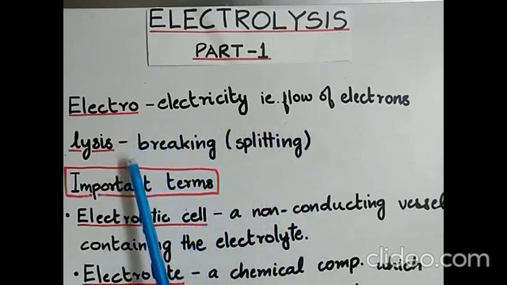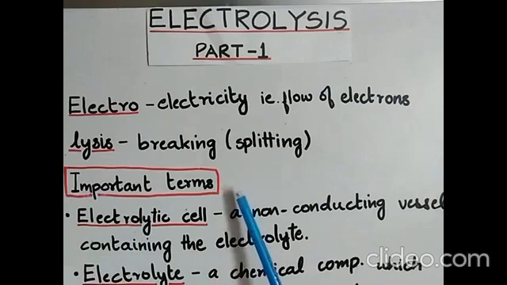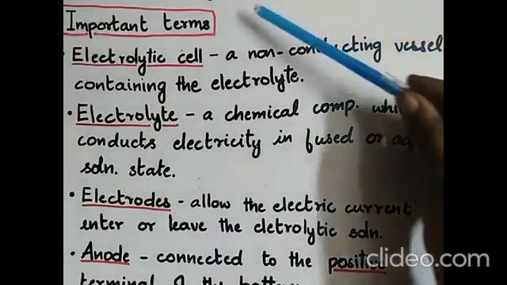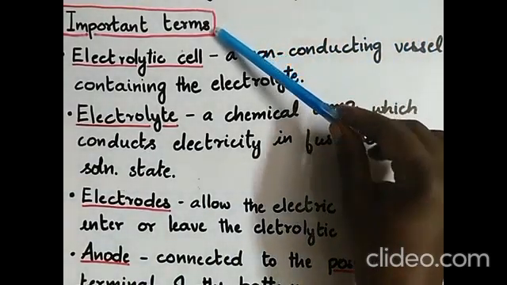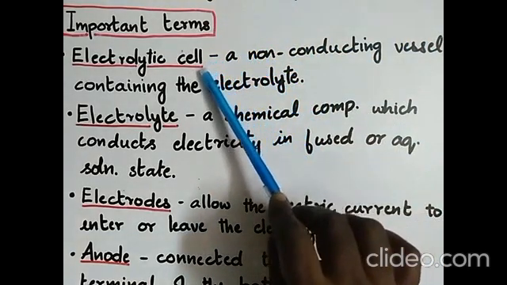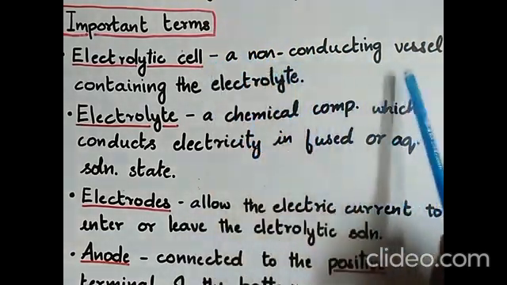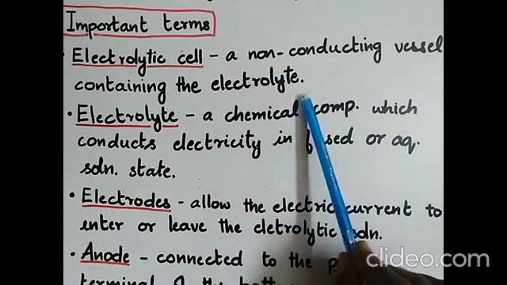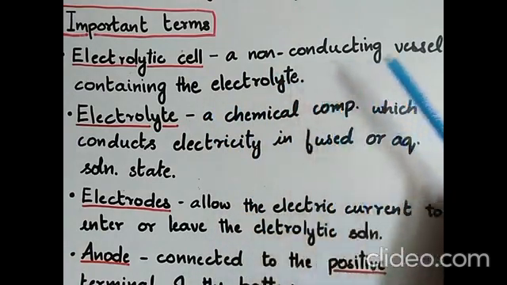We'll study the definition a little later, because before that you have to learn a number of terms which you will be coming across in the definition. Some of the important terms are these. The first one is electrolytic cell. It is a non-conducting vessel containing the electrolyte. So it's a vessel in which electrolysis is carried out.